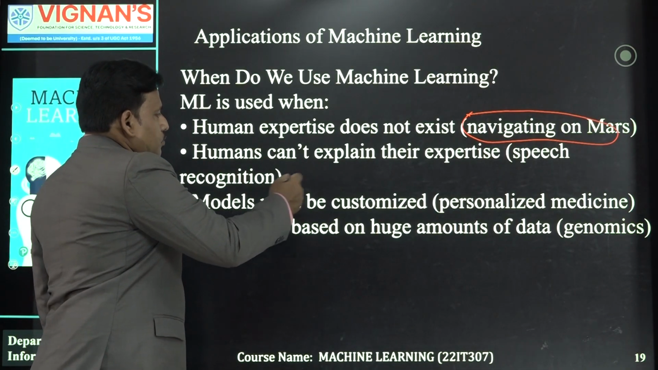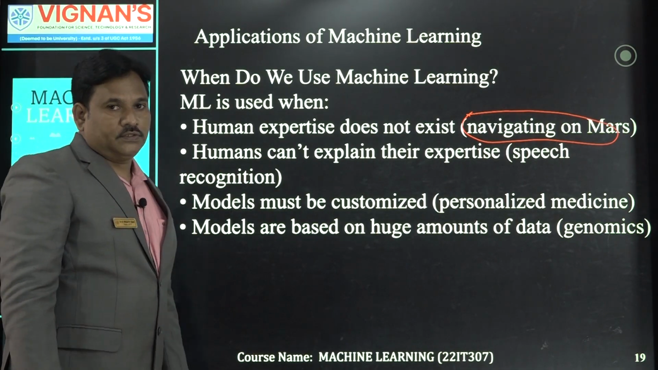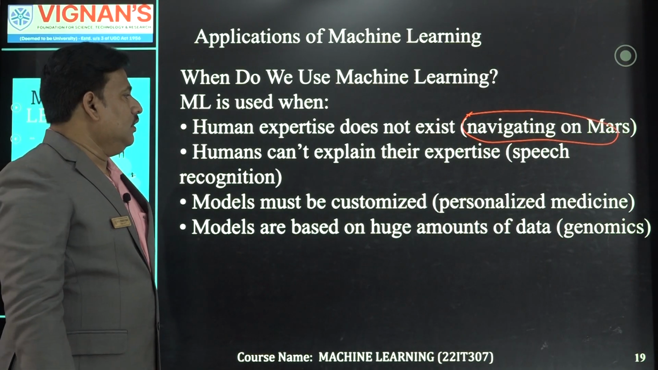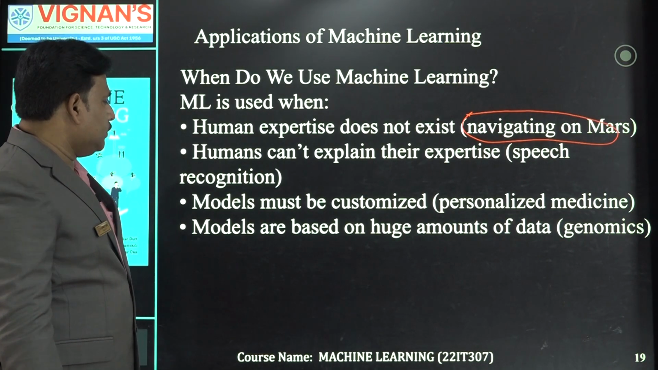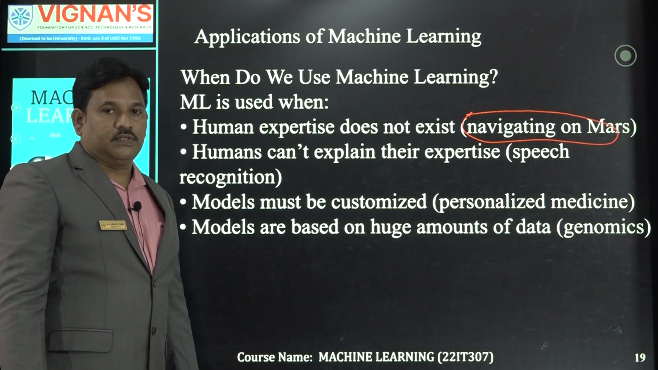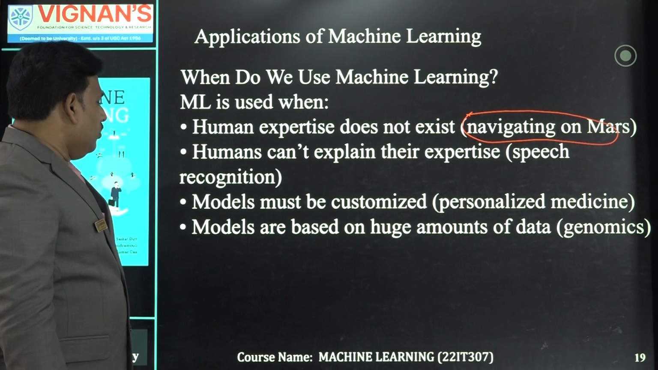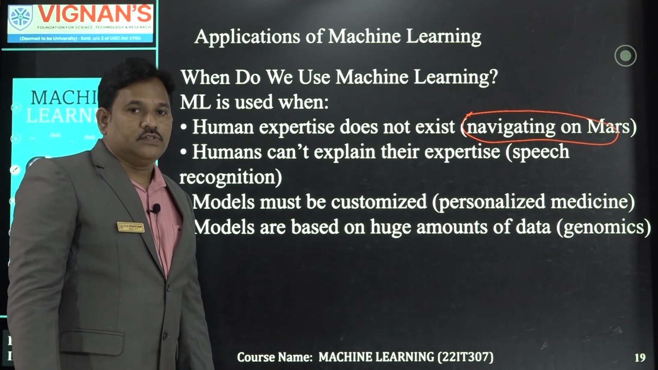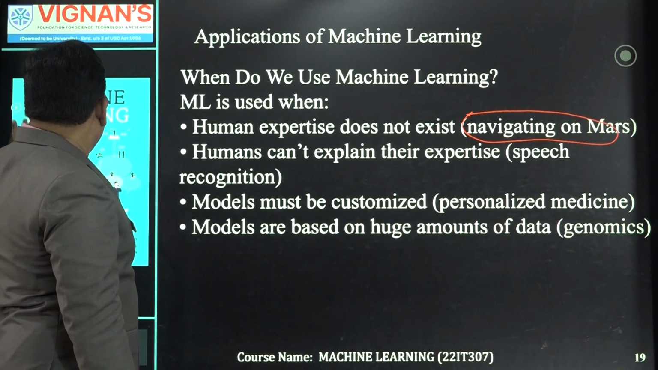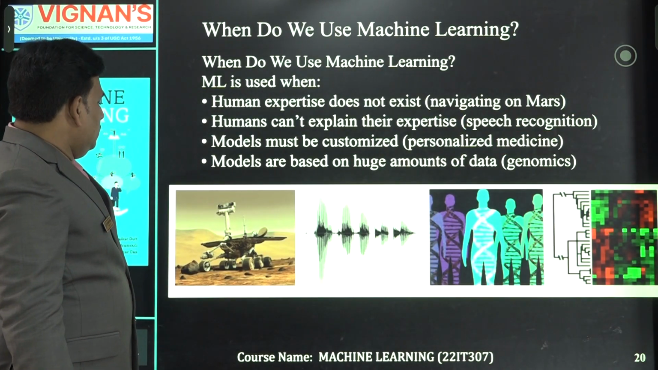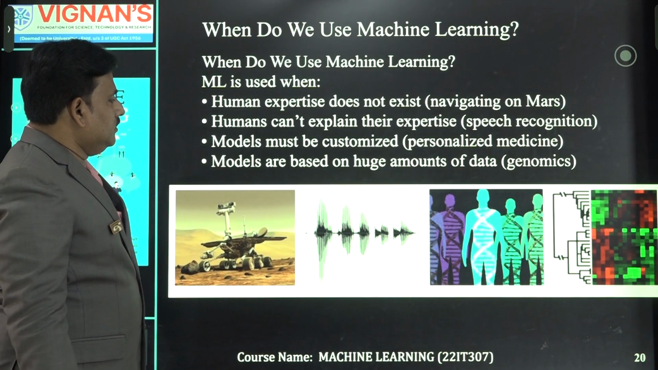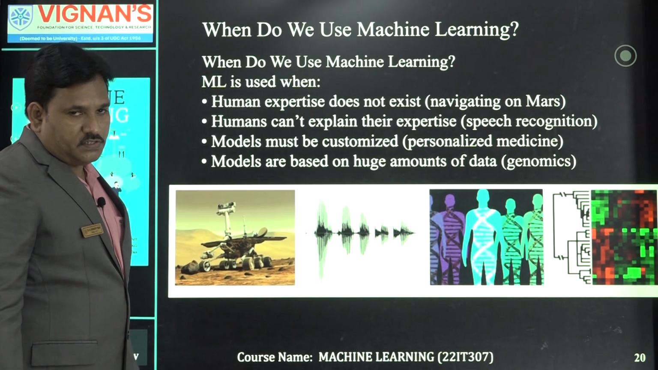And the second one is when humans can't explain their expertise. Example, speech recognition. If any fake audio or video has been released and it has to be detected, it has to be analyzed properly whether the voice is true or fake. That is speech recognition. And models must be customized. Example, suggesting personalized medicine based on the patient condition. And then one more, models based on huge amounts of data. Example, genomics or RNA, DNA sequencing, where we have data at a larger scale. These are the examples: analyzing data on Mars, speech recognition, genomic sequencing, and suggesting personalized medicines.